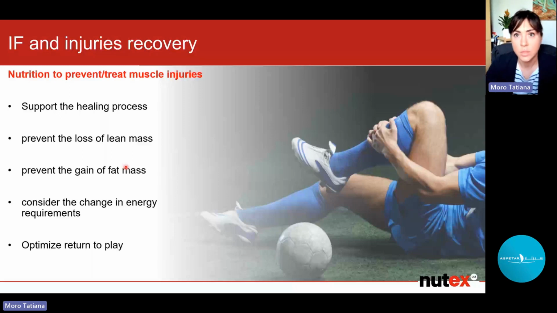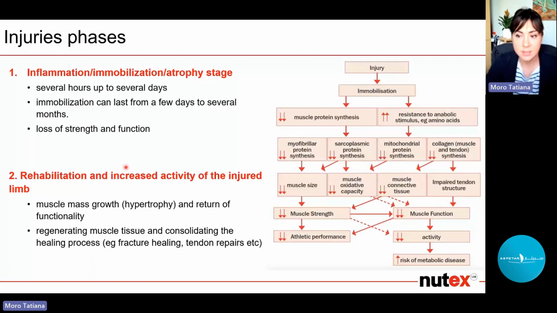So to understand which is the best nutritional strategy during injury recovery, we also have to think that injury recovery can be divided into at least two main phases. The first stage is the real healing and recovery phase.